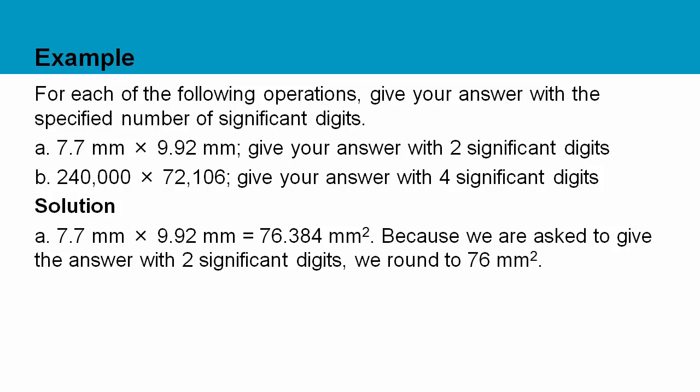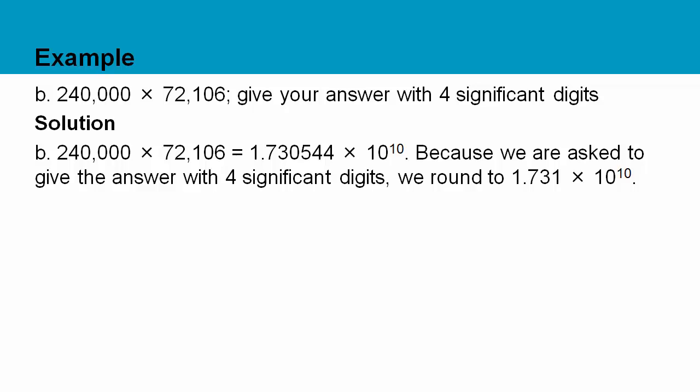Likewise, on the next one, if you round that to 4 significant digits, you get, well, a huge number, but if you do it in scientific notation, this is what you get here, 1.7, blah, blah, blah. And then rounding that, or listing it basically, with 4 significant digits means just 1.731 times 10 to the 10th, and you can see that it's been rounded.